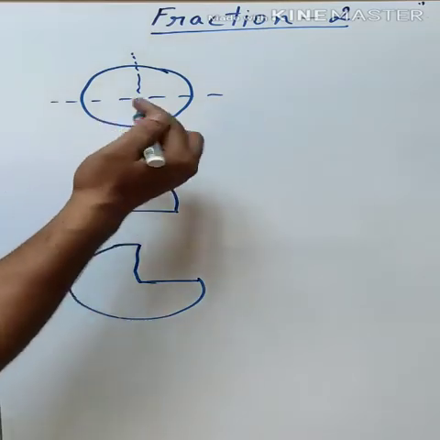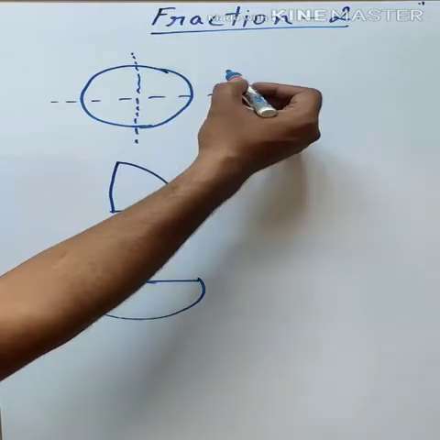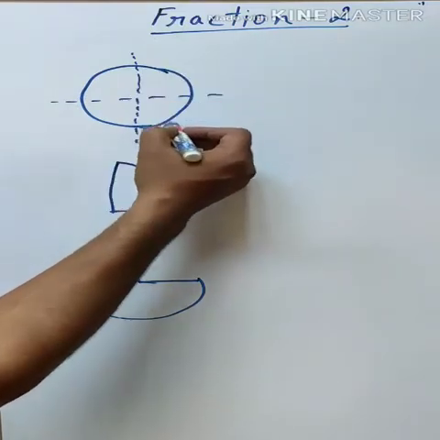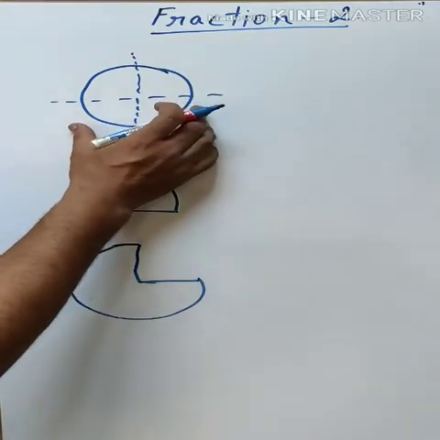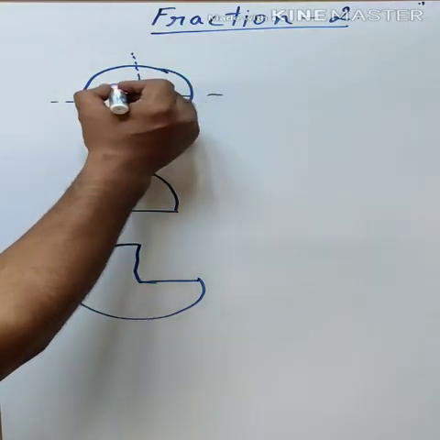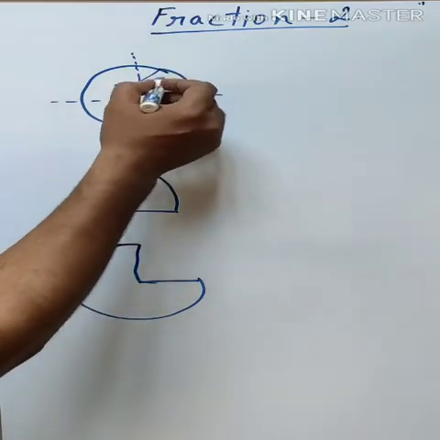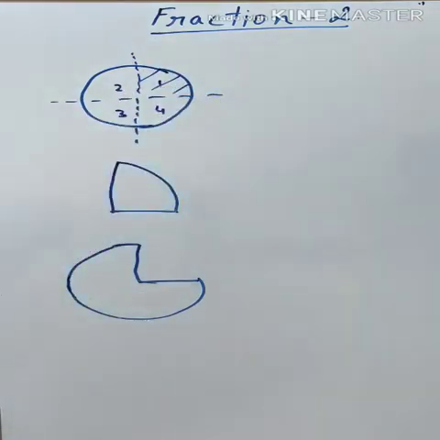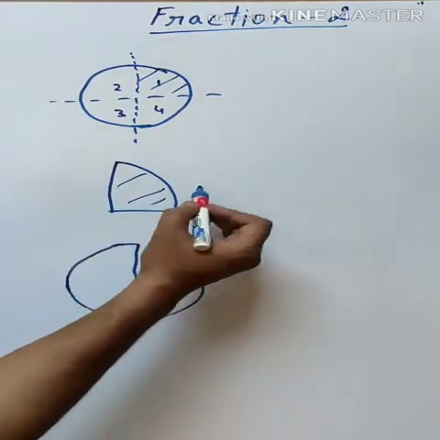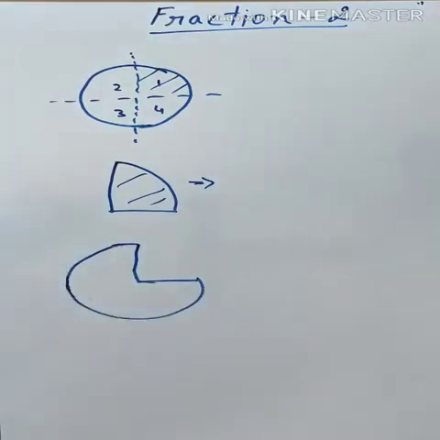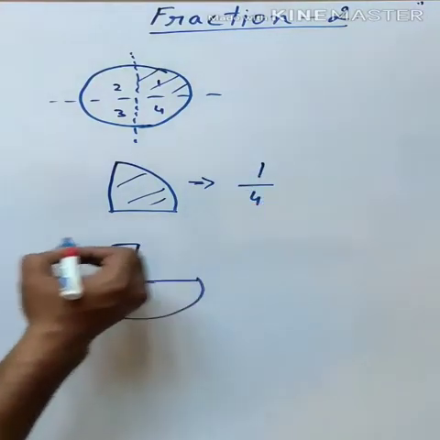So let's see the example. This is a circle, or you can say this is a cake. Okay, a circular cake, and we have divided this cake into 4 parts. This is 1, 2, 3 and 4, and you have eaten one part. So what fraction of the cake have you eaten? You have eaten this part. How will you write this part in fraction form? So we write 1 upon 4.